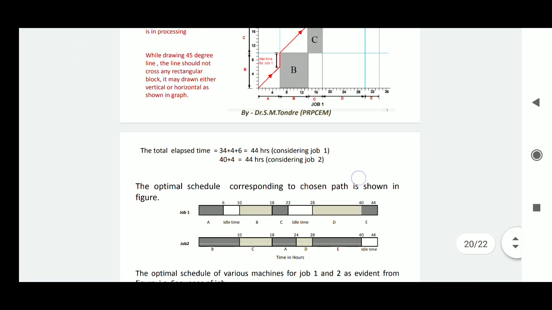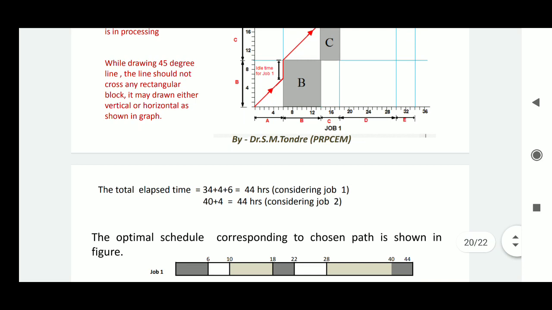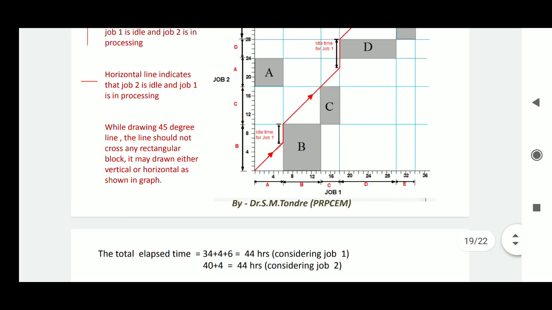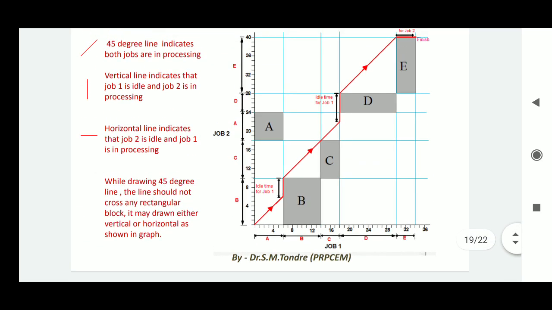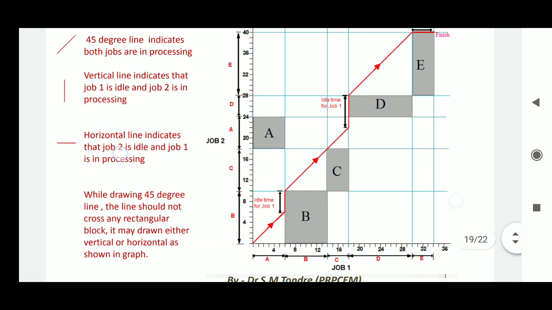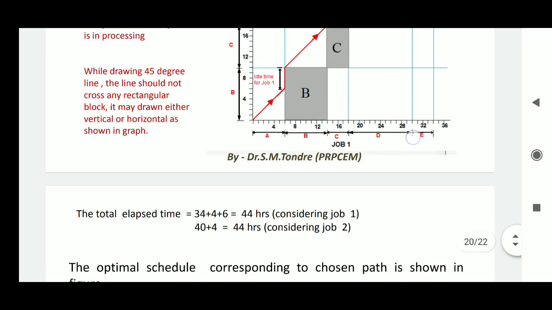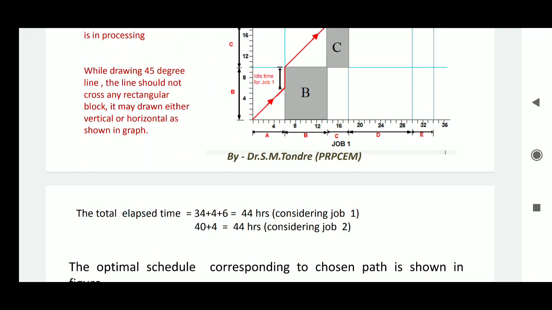Here we have calculated the total processing time, the total elapsed time, that is 30 plus 34 plus 4 plus 6, that is 44 hours. That is by considering job 1. Here we can see that on the time scale, 34 is the last limit for job 1. Hence we have taken 34 as the finish point.